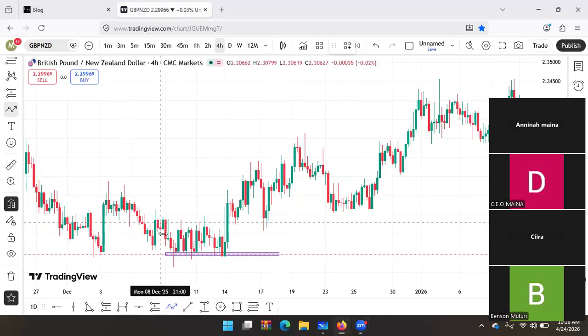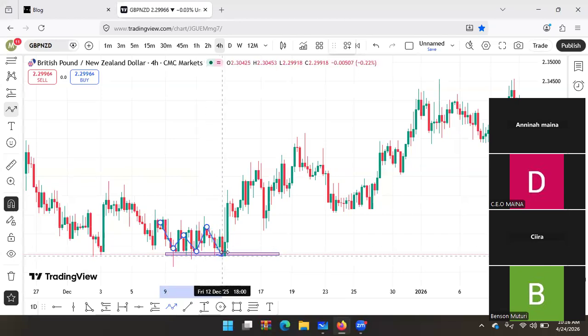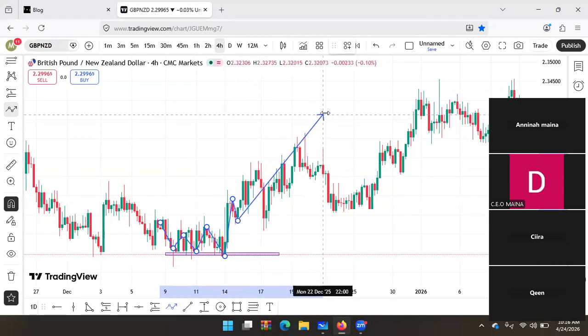Okay. It was a confirmation of the first touch. A second touch. Then a third touch. Then the market bought. And you can see what happened here. There was a breakout, a little bit of retracement for more buys.